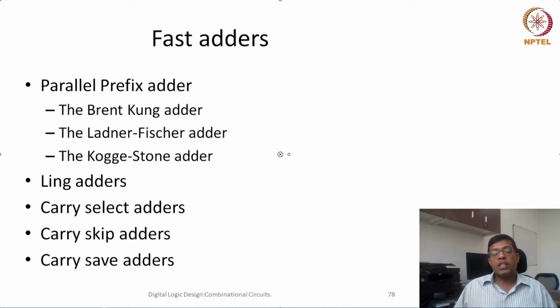So other than that, there are also many other types of fast adders which have evolved during the last half a century. Carry select adders, carry skip adders, carry save adders, and we can also create a hybrid of all of them. So let's say for 4-bit we use CLA, and for the rest of them we use carry select adder or carry skip adder.